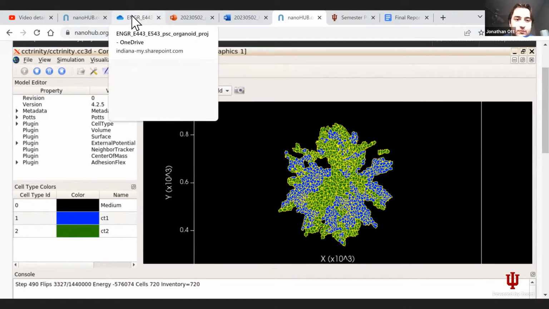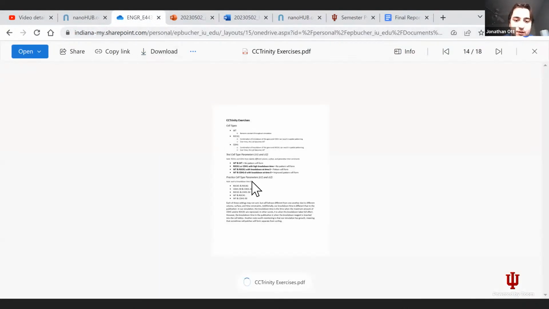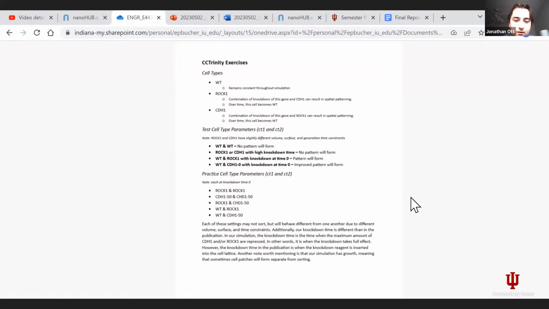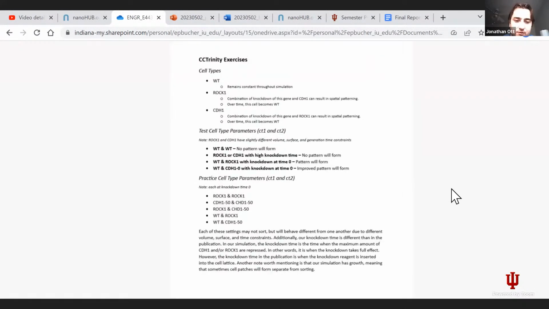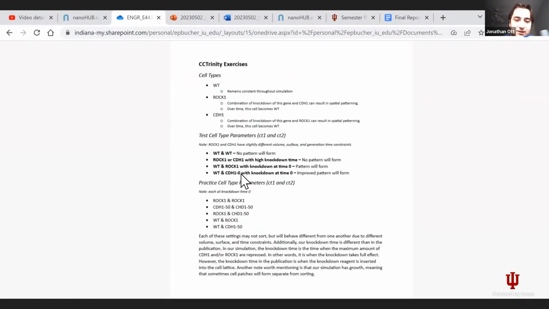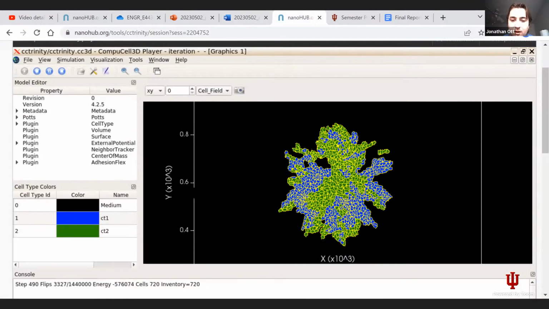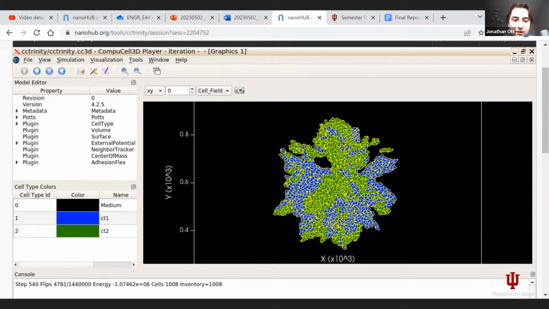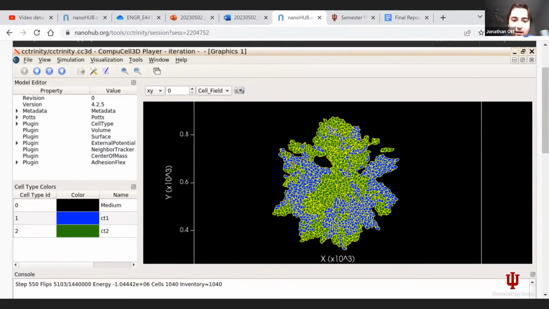So let's see if I can load this once again. Oh, here we go. Okay, so some cell parameters to check. WT and CDH10 with knockdown time 0 ends up getting a really, really good multi-island. So the parameters that we have set now, we'll still get a decent multi-island pattern, but the best one was with different parameters.